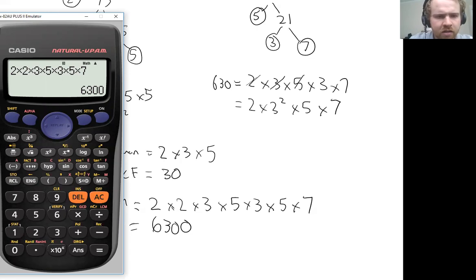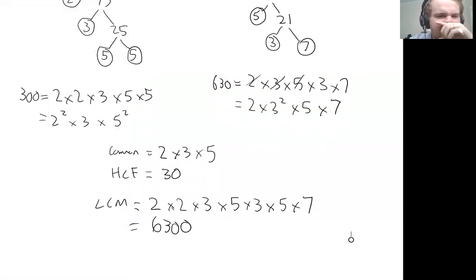So let's just check that that is a multiple of these two numbers. Now it's obviously going to be a multiple of 630 because 630 times 10 equals that. And it should be a multiple of 300 as well. So times 21 is a multiple. So this is going to be our lowest common multiple between the two numbers.